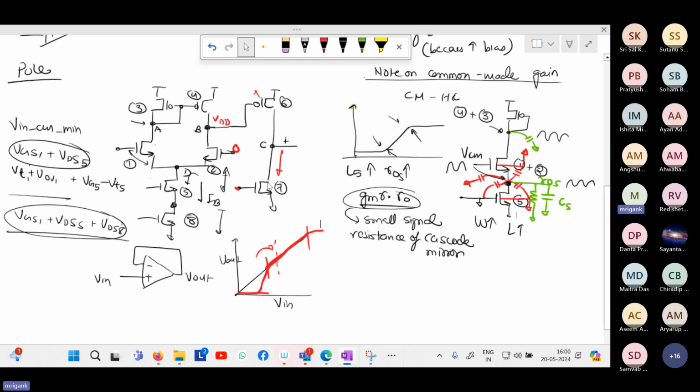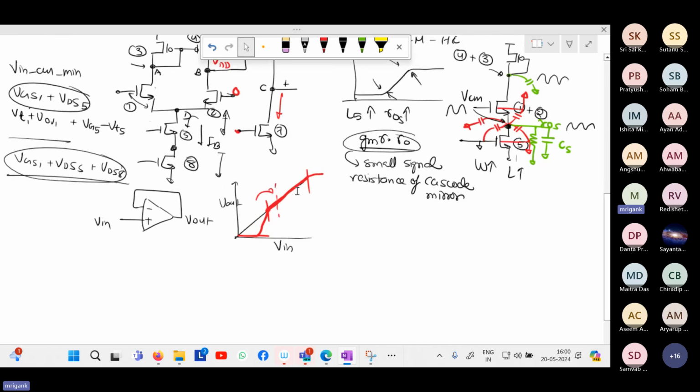So these two are comparable. Both of them have comparable RO, and the overall capacitance may also be comparable, so the parasitic capacitance at this node and at B may be comparable. Therefore this becomes a problematic case, because now you have two nodes with critical poles, and that will lead to more stability problems.